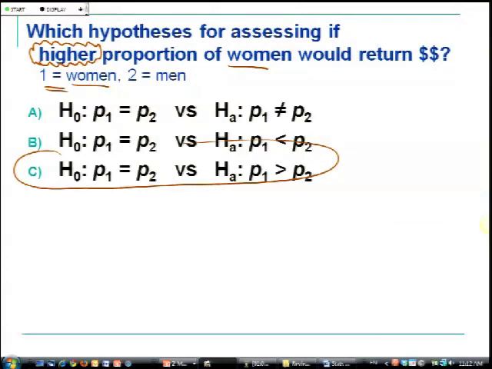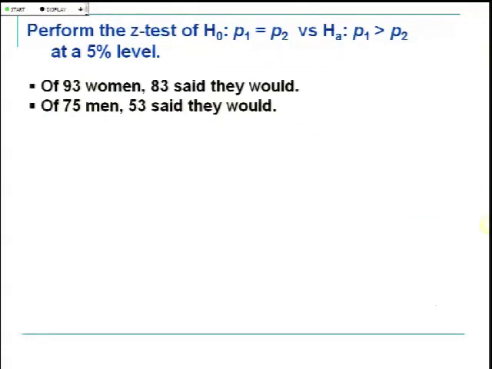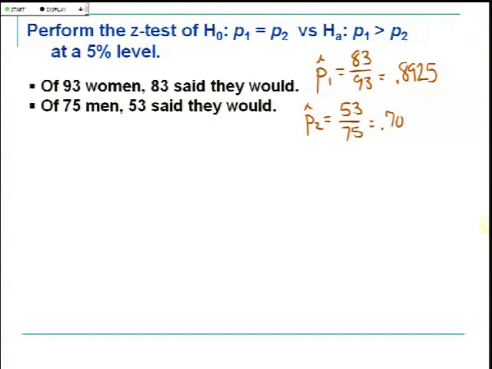All right, we have our direction. Let us do our test. Perform the Z test. Alpha's 5%. We need p-hat. For women, it was what? 83 out of 93? And that's about an 89%, 0.8925. Carrying it out to about four places so I don't round too quickly before I get my final Z statistic. The rate for men was 53 out of 75. And that was about 70.67.